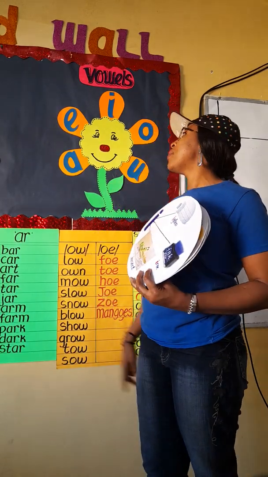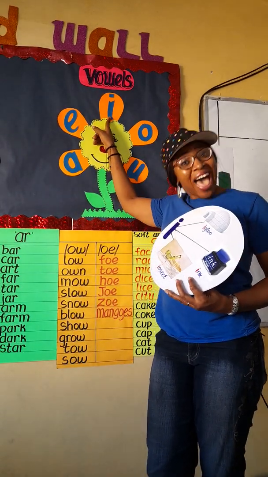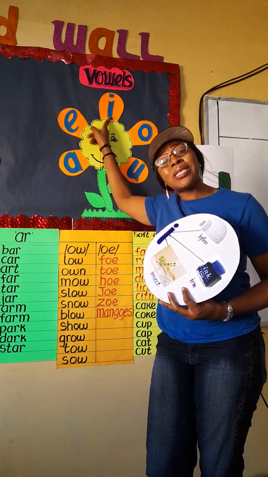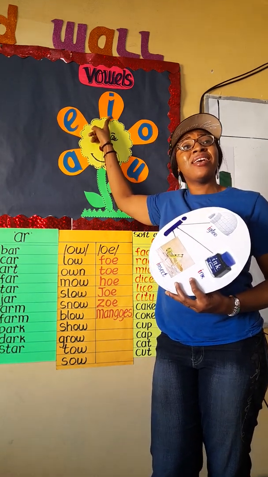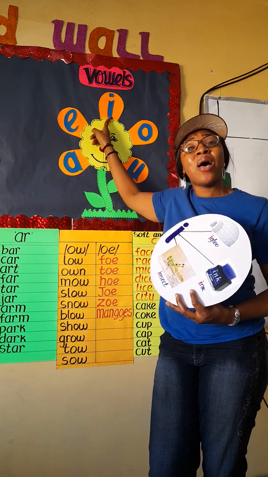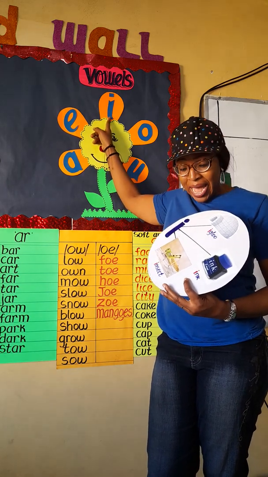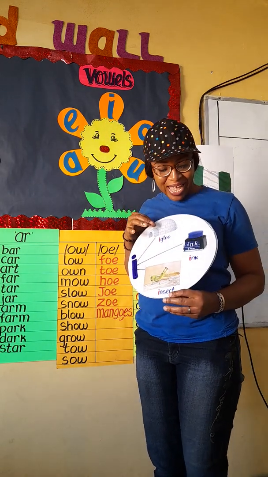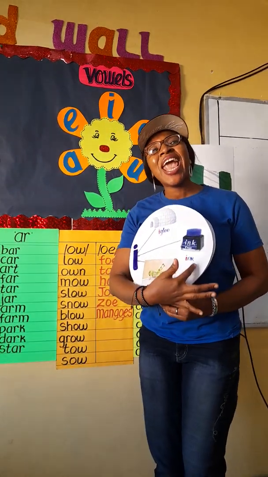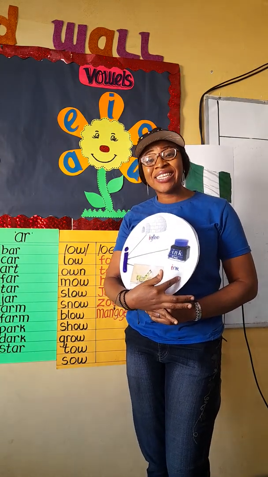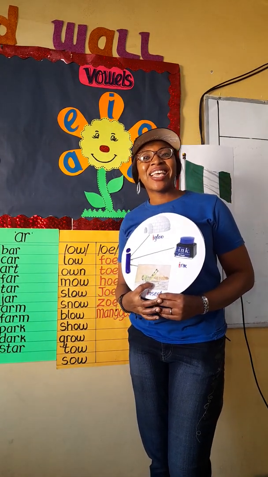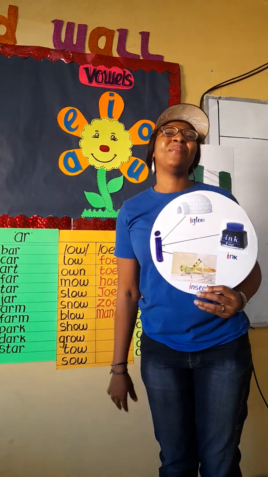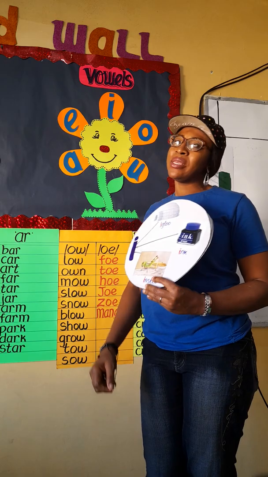Our third vowel letter sound is vowel letter I. And vowel letter I sounds E. E as in igloo. E as in ink. E as in insect. E as in Indomie. Yummy, yummy Indomie. We'll go to the fourth vowel sound.